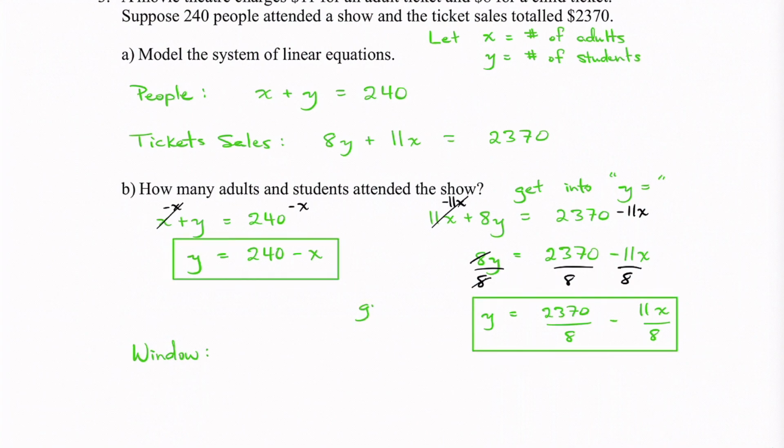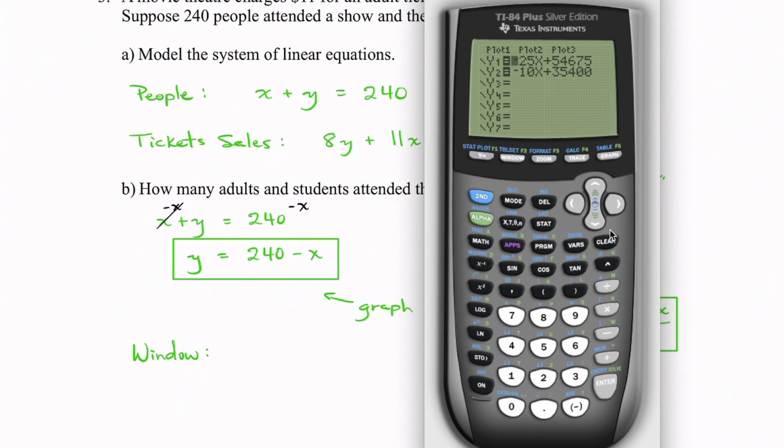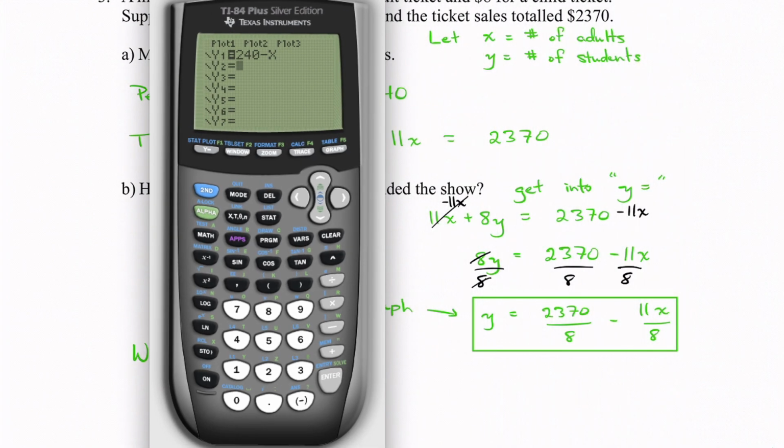So those are what we are going to graph. So we're going to graph both of those. So let's go to our calculator next, and we're going to type those in. So we'll pull this out. We can delete what we had, so you can click clear, go on to the other one, click clear, and then we'll type this one in first. So 240 and then minus x. Click equals, and then go to our second one, and we can type this in. So 2370 divided by 8, and then minus 11x over 8.